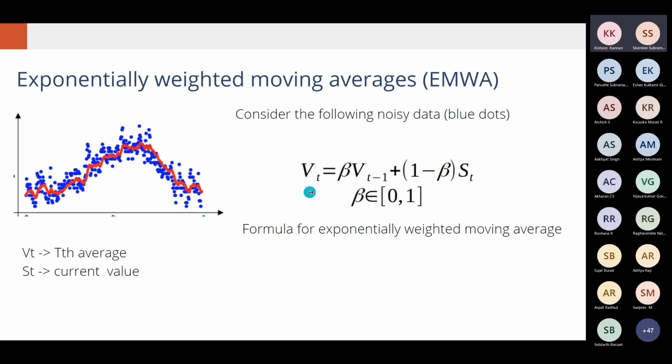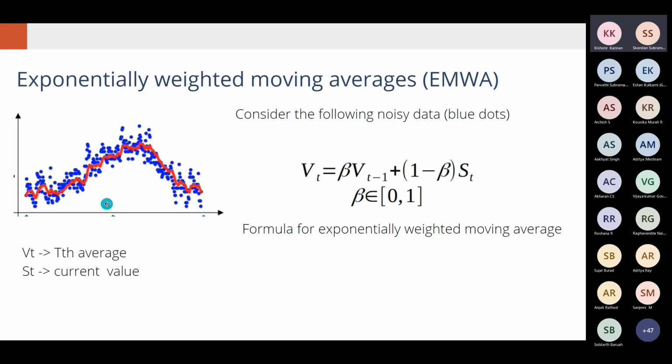Before that, we'll see what Vt and St mean. Vt is the tth average, and St is the current value. So for instance, let's take some data point, say the 100th data point, somewhere here, and the exponentially weighted moving average of that. This will be S100, this data point. So V100 is nothing but the 100th average.